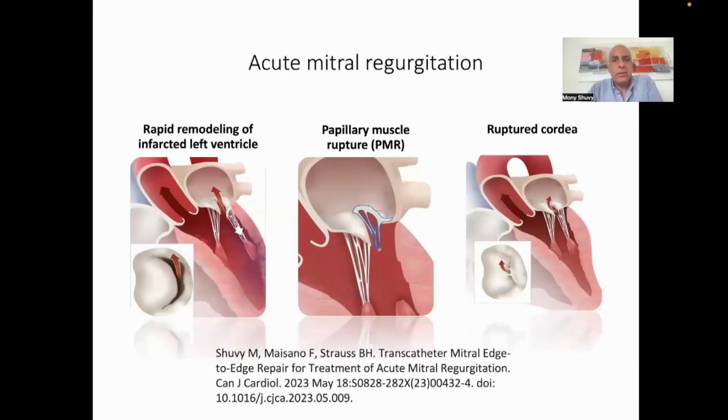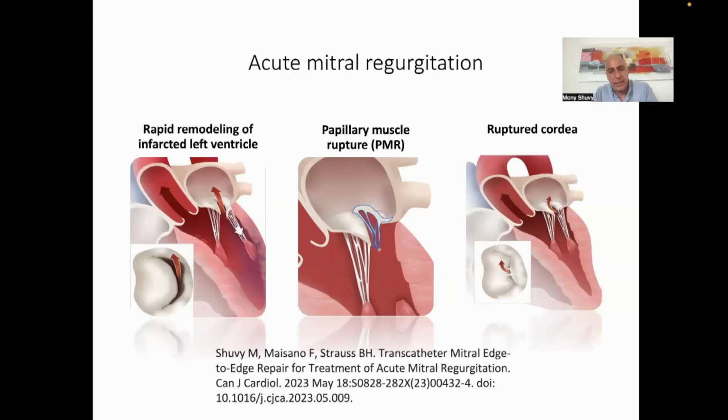When we talk about acute mitral regurgitation, we're talking in general about three mechanisms. The first two are related to myocardial infarction. We have the dramatic papillary muscle rupture. Patients often come in cardiogenic shock due to the rupture of the papillary muscle. We have a more subtle mechanism of rapid remodeling, like in this patient. The infarcted area is remodeled, causing tethering of the leaflets, an acute functional MR.